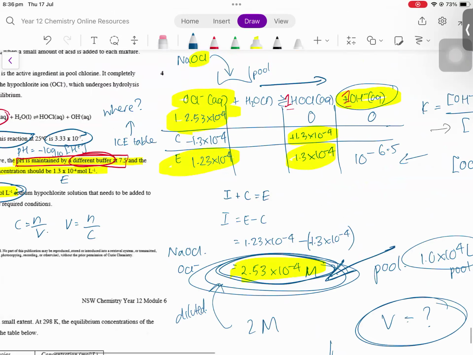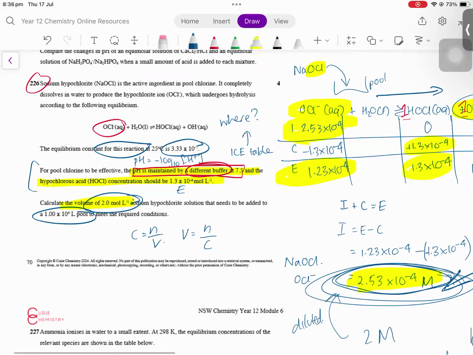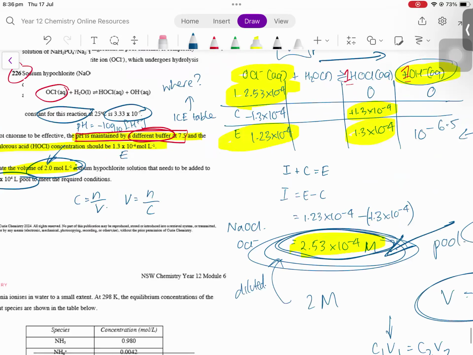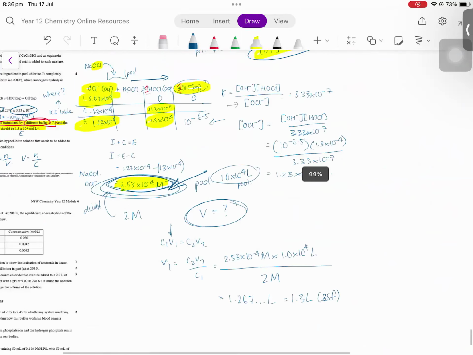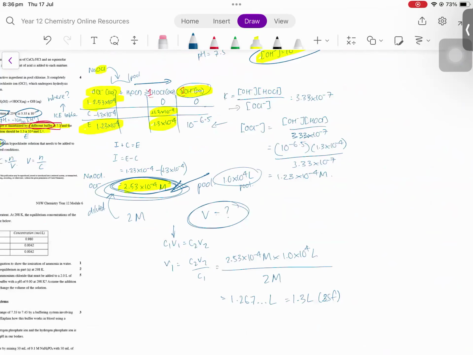How many are we rounding it off to? We are rounding it off to 2 sig figs. The 2 molar original concentration is 2 sig figs. You're subbing in 1.3 liters to 2 sig figs.